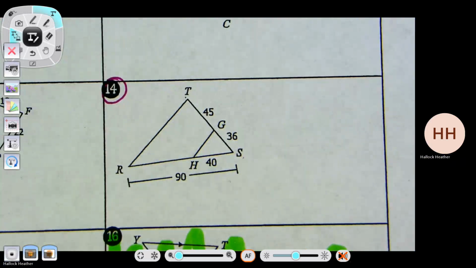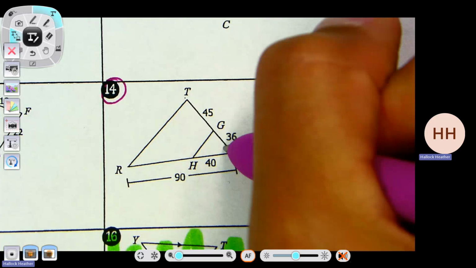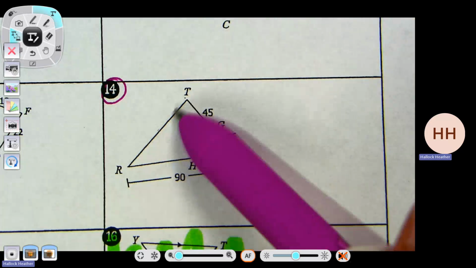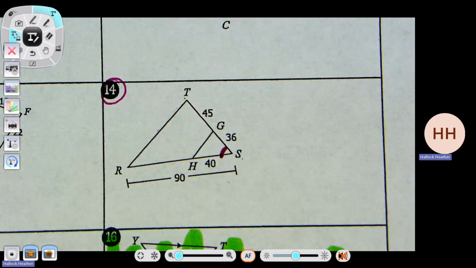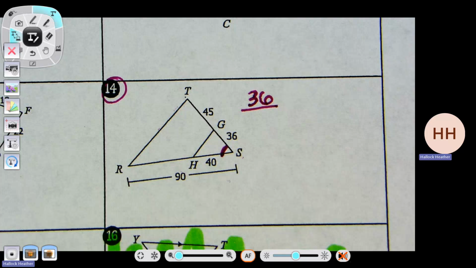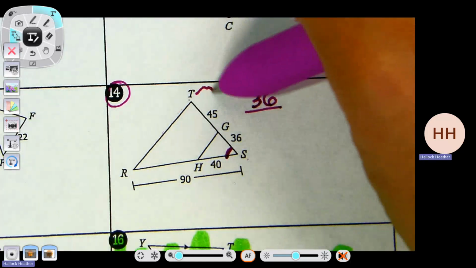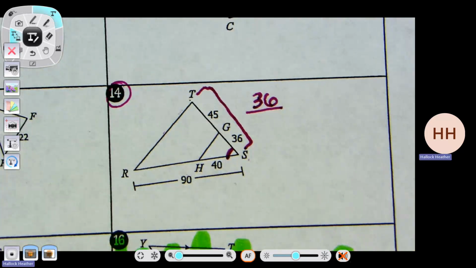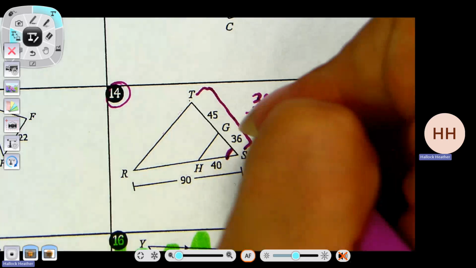14. Would this be angle, angle, side, side, side, or side, angle, side? Side, angle, side, because they share S. I can't use side, side, side because I don't know the third side. So the first thing I got to do is compare the proportions. So if I pick something on the small, if I say 36 and I divide by the whole length of that side, how much in total is that side? Is it 91?